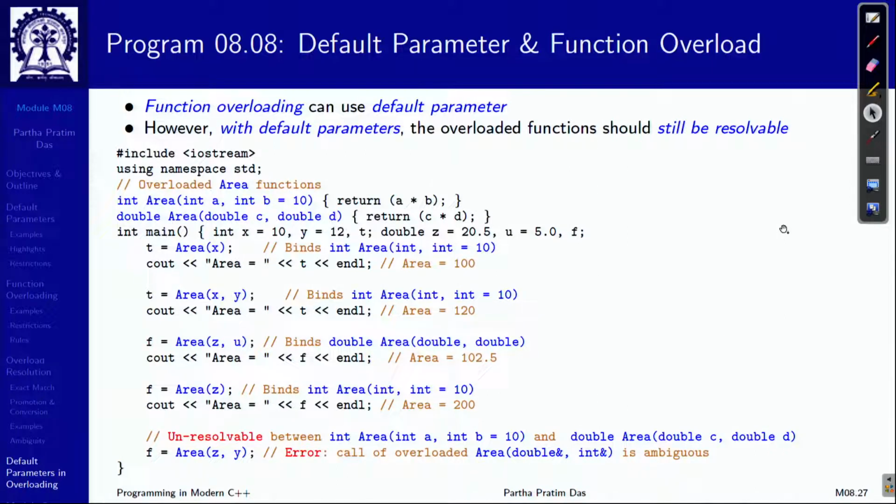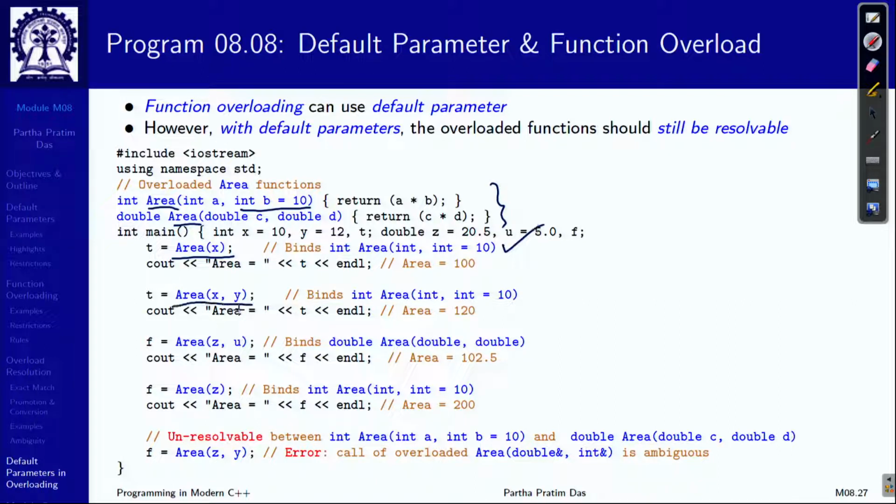Now, you can have a mix of them as well. For example, you can have function overloading with default parameters like in what we have here. It is overloaded function area, this has one default parameter, the other has none. So, there are multiple ways. So, what is area x? X is int, it is one parameter. So, it has to be the first function and it matches. So, this is an easy case, binds this.